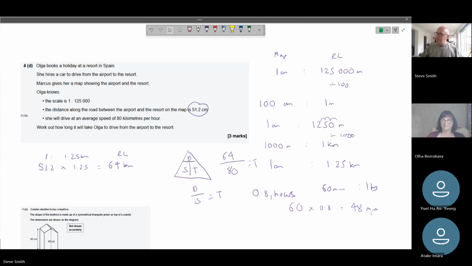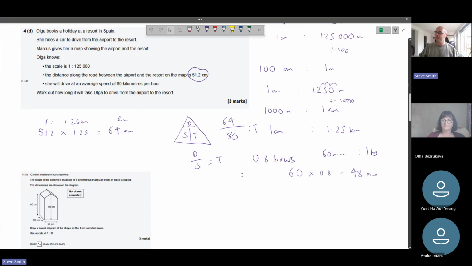But for me, I'd like it tidy, but I'm probably the examiner for this one. It's 3 marks. Would they have accepted 0.8? Probably. But for me, 48 minutes would have been nicer. It doesn't tell me how long it's going to be in minutes. So I presume that 0.8 would have been okay. I just like to tidy things up.